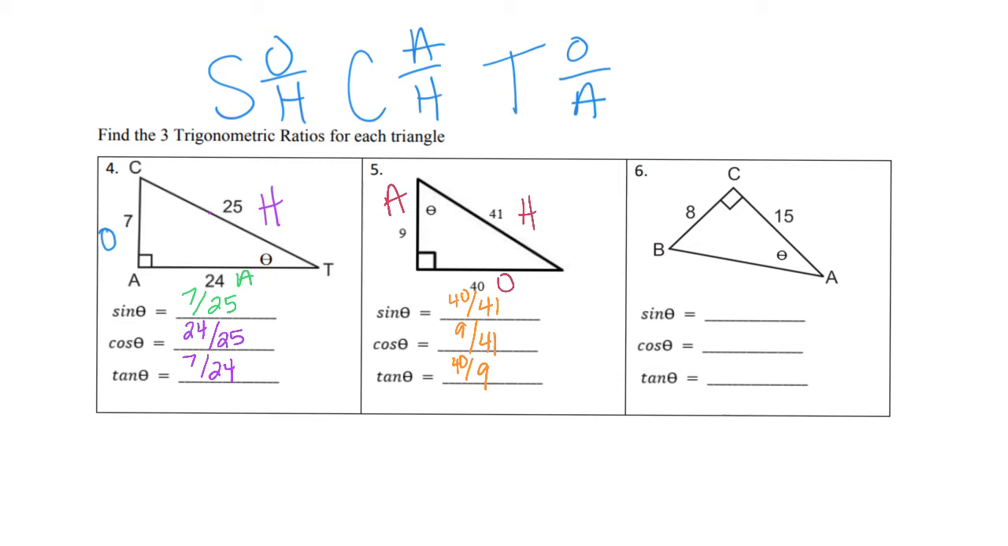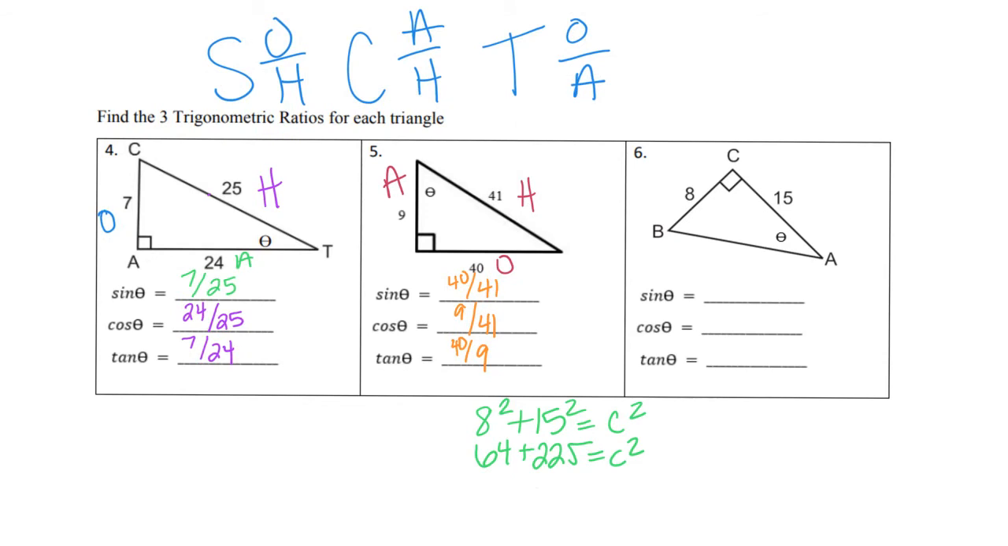You can use the Pythagorean theorem to solve it. 8 squared plus 15 squared equals our c squared. So 8 squared is 64, 15 squared is 225. Then when you add those together, that's 289 equals c squared. Last step, square root both sides. So c is going to equal 17. So we have that side is 17.